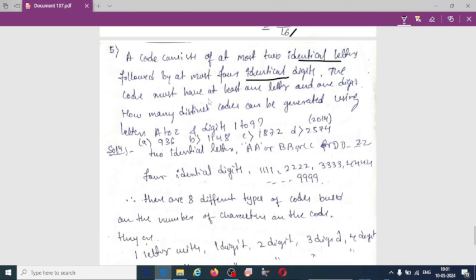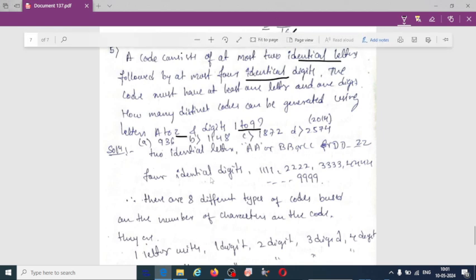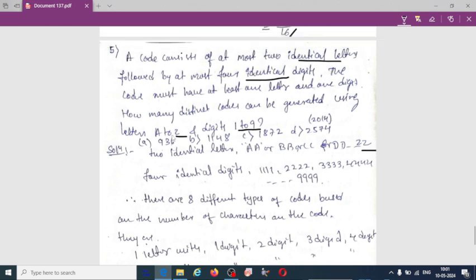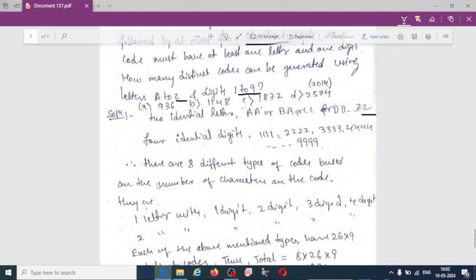A code consists of at most 2 identical letters followed by at most 4 identical digits. The code must have at least 1 letter and 1 digit. How many distinct codes can be generated using letters A to Z and digits 1 to 9? So options have been given. 2 identical letters, if we take A and A, B and B, up to Z. 4 identical digits means the same digit 4 times, 1 1 1 1 up to 9 9 9 9. So they have given 1 to 9.